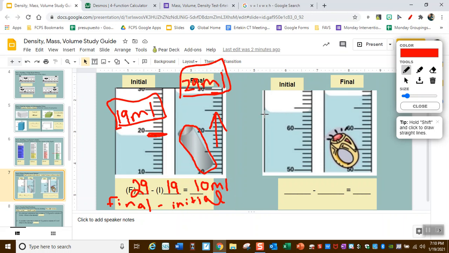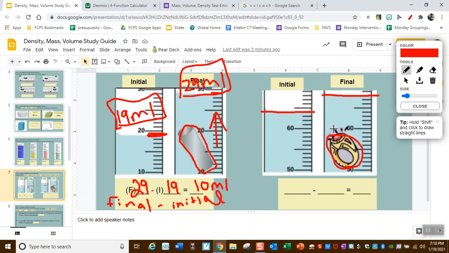All right, pause the video and calculate the volume of the ring. Hagan clic sobre pause para parar el video y calculen el volumen del anillo, okay? Okay, let's see if you got it right. A ver si lo sacaste correcto.